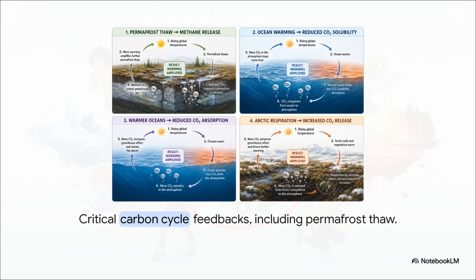And honestly, it's not just the permafrost we have to worry about here. We also need to look at ocean warming. As the atmosphere warms, the oceans inevitably warm up too. But here's the catch. Warmer oceans actually lose their ability to dissolve and absorb CO2. We call this the ocean mechanical pump slowing down. Because the ocean is absorbing less CO2, more of it just stays up in the atmosphere, trapping more heat and warming those oceans even further. It's just another incredibly powerful positive feedback loop.